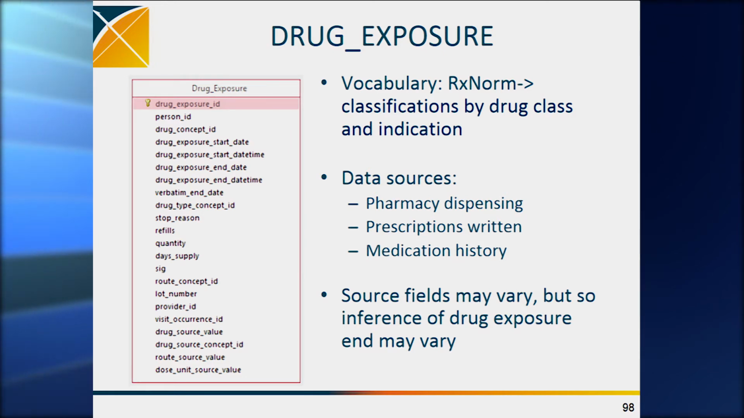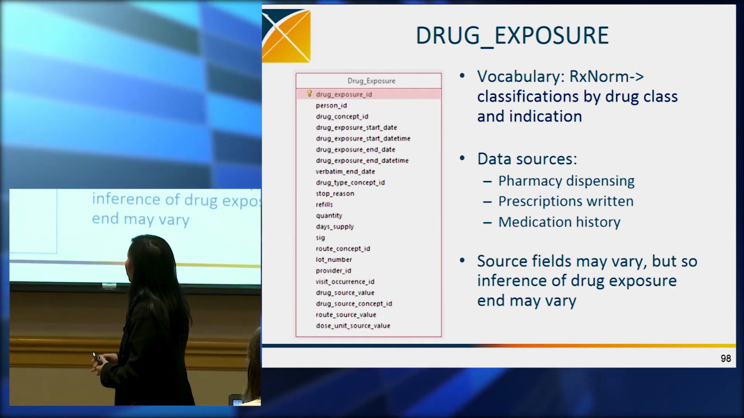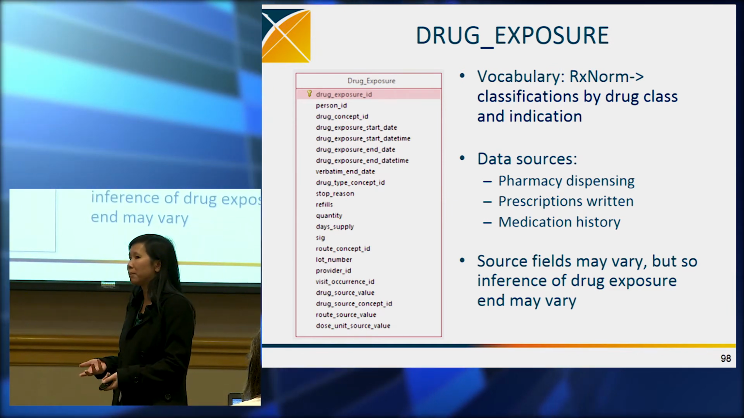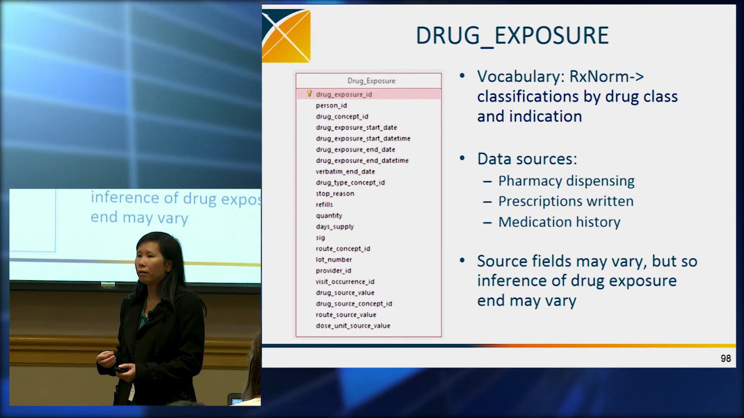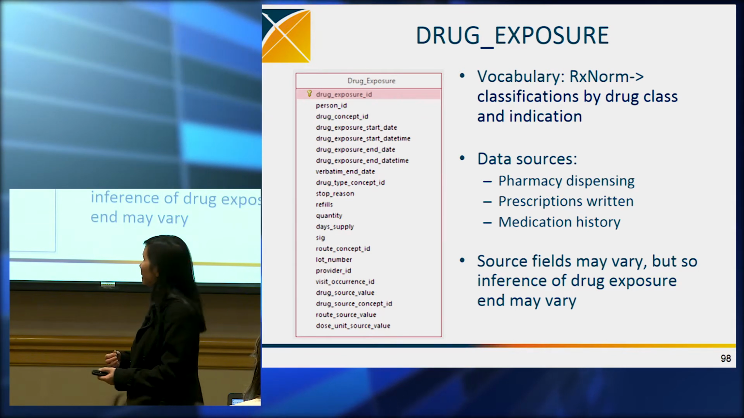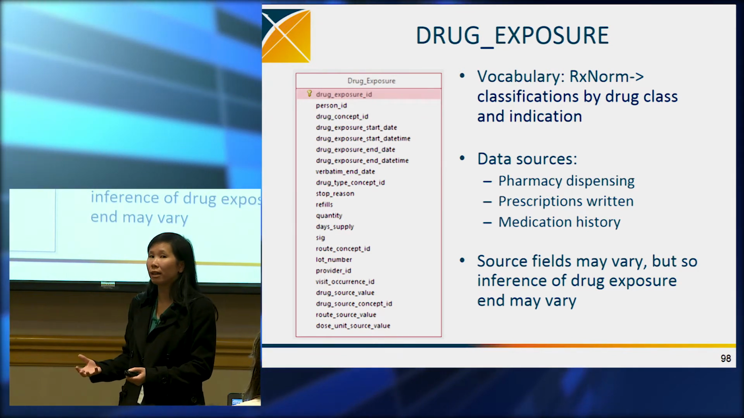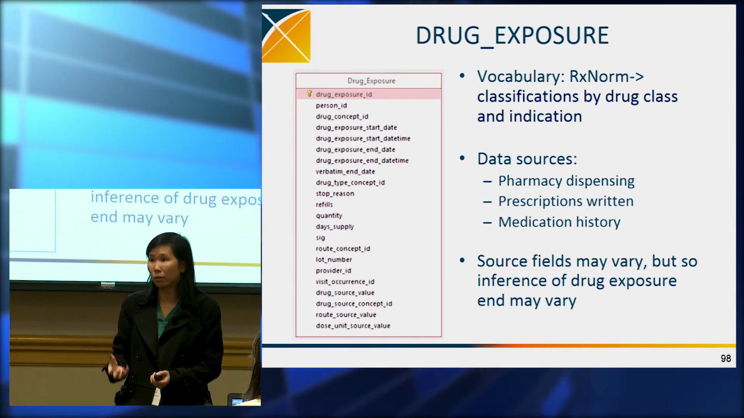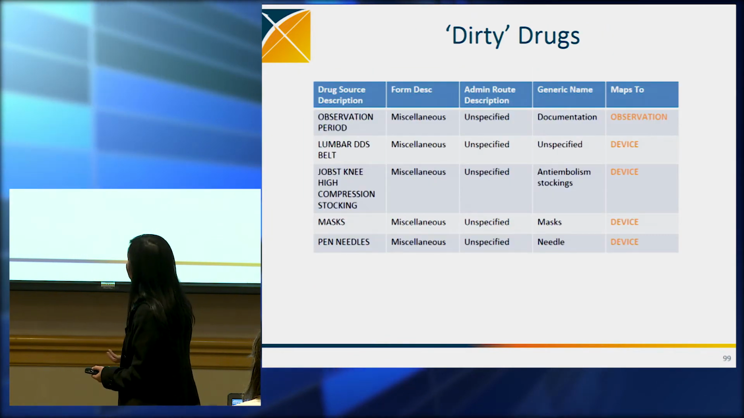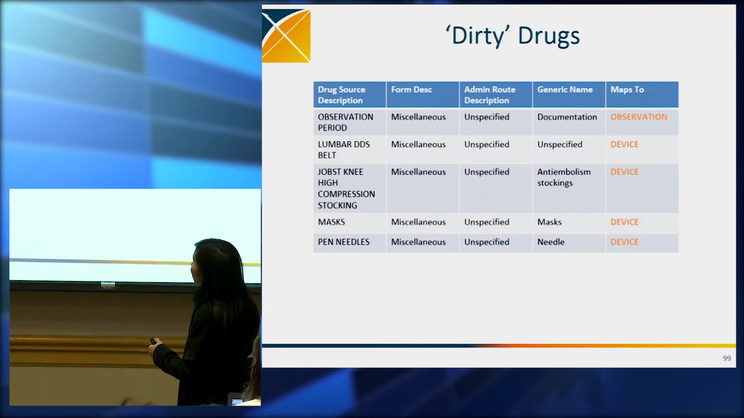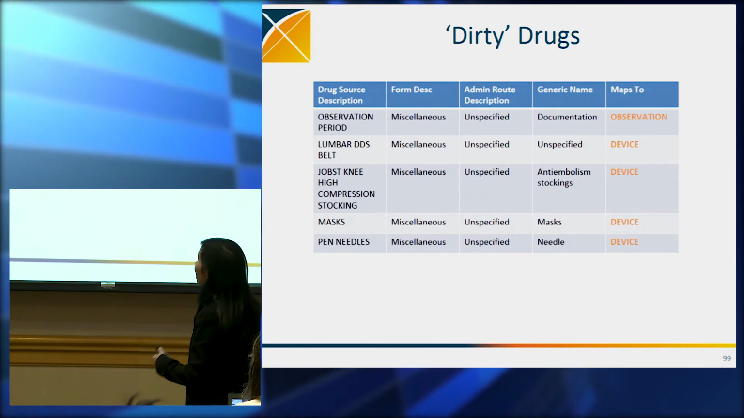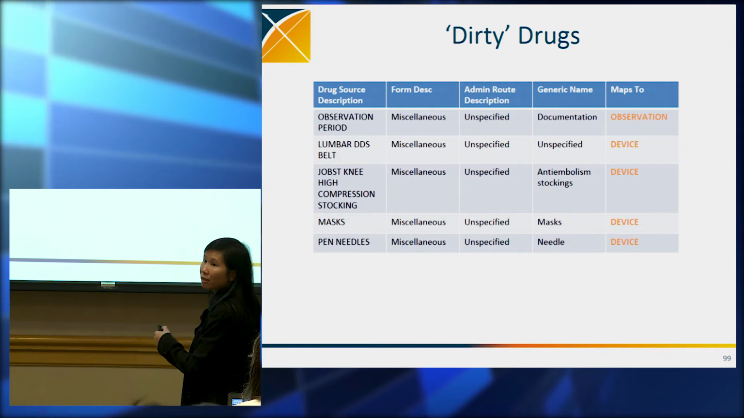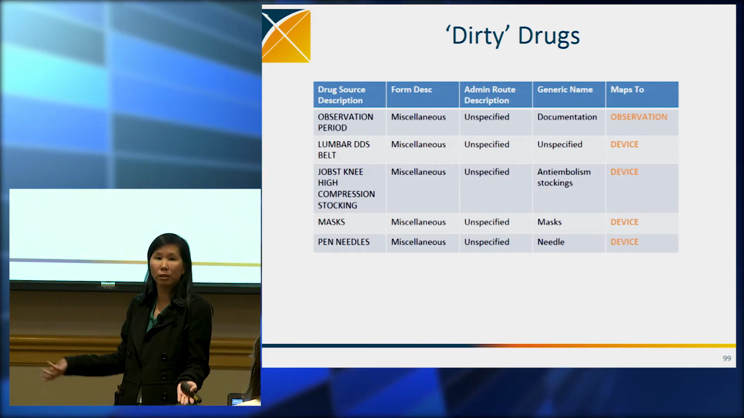Rimma went through this and explained what many of the fields are in drug exposure. One of the things we want to show you is what Christian and Rimma have been saying. When you do the mapping in the ETL, you want to make sure you're following the domain of the actual concept itself. Just because it's in your drug table doesn't mean it's an actual drug. For example, this first one just says observation period. That's not a drug. We put it into observation because it's some kind of documentation, a piece of paper somebody wrote down, but it was in our drug table.